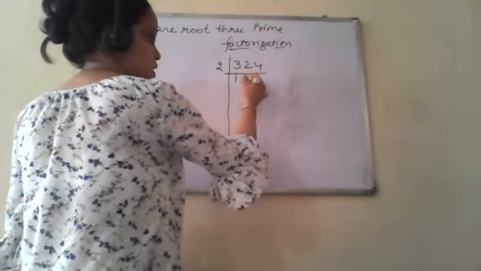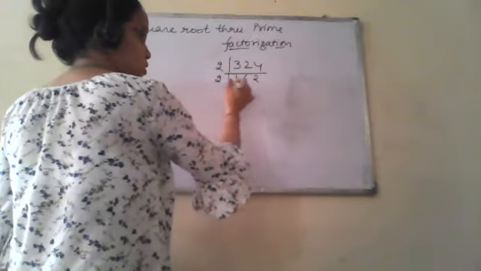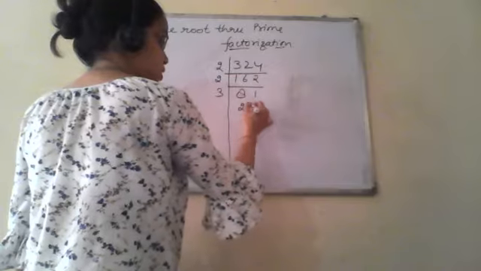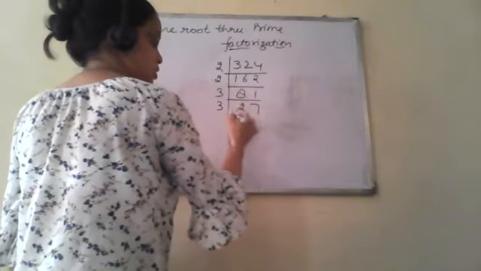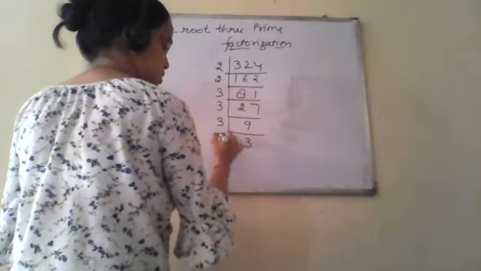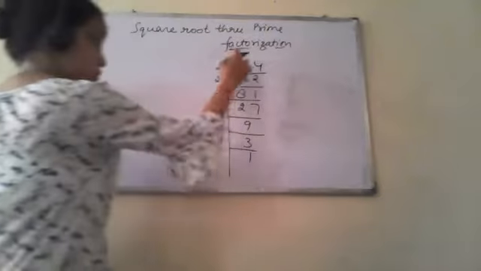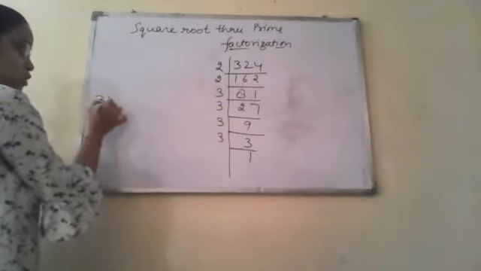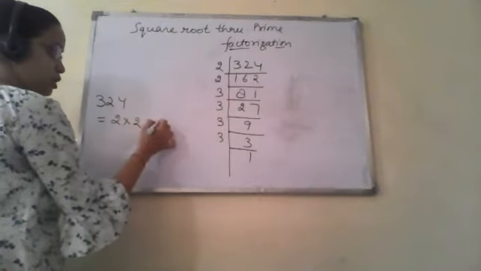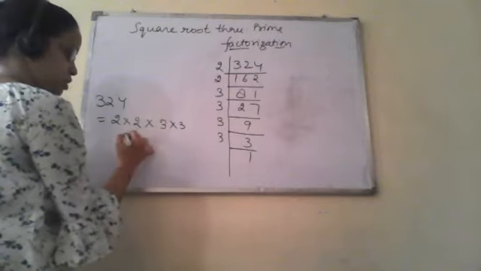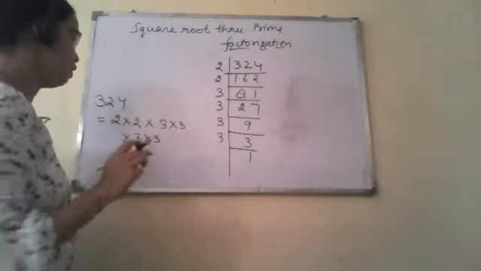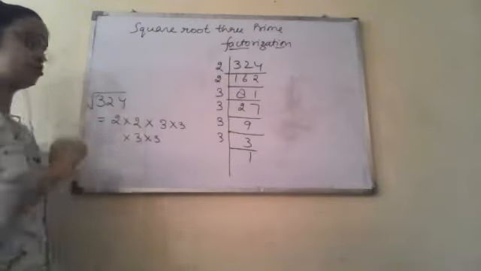This is 162. Again this is 81. This is 27. This is 9. This is 3. So the prime factors of 324 are 2 into 2 into 3 into 3 into 3 into 3. Clear? Now we have to find the square root of this 324.